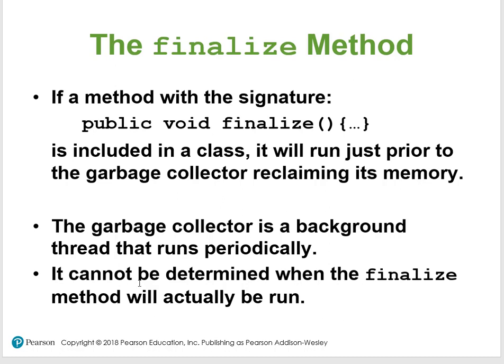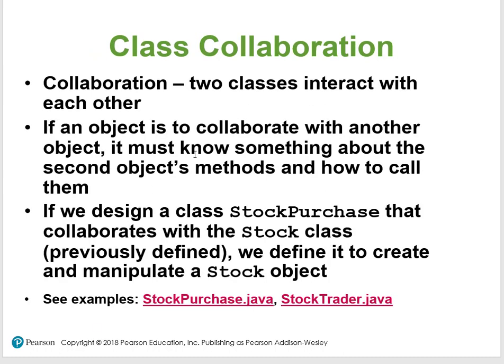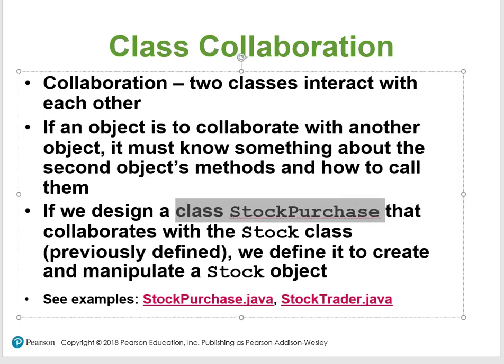You cannot determine when the finalize method will actually run. Classes collaborate and interact with each other. If other objects are collaborating with another object, it must know something about the second object's methods and how to call them. If we design a stock purchase class that collaborates with the stock class previously defined, we define it to create and manipulate the object that it interacts with. So when you have two classes, make sure they work together. That's my point.